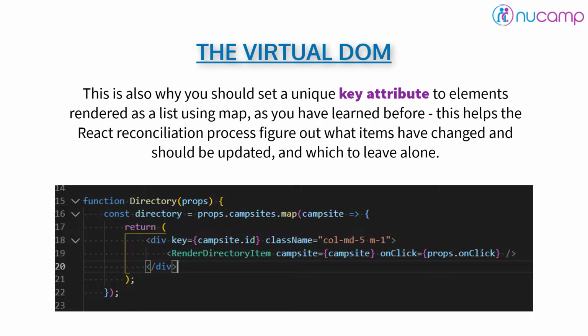You also learned before about setting unique key attributes when rendering lists of React elements using map. When doing so, you are helping out the React reconciliation process by giving it stable markers to track and look for when changes have been made, so that it doesn't re-render unchanged items unnecessarily.